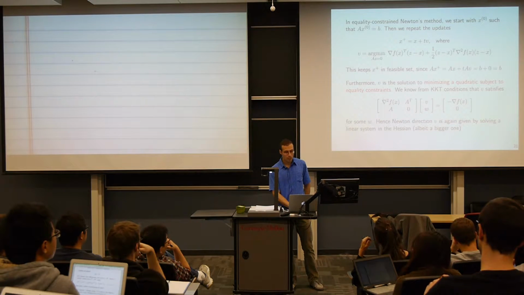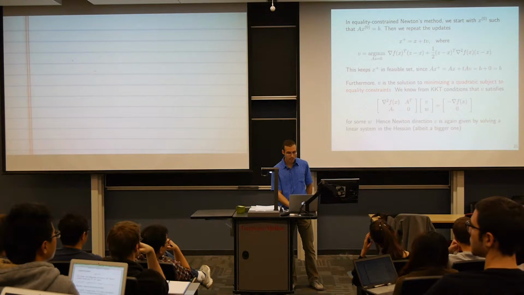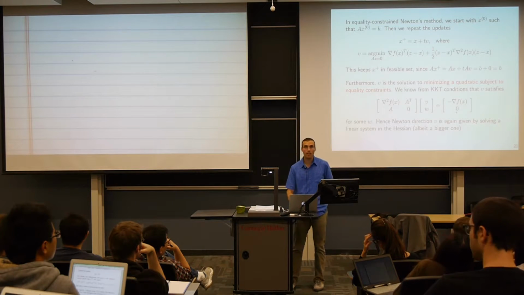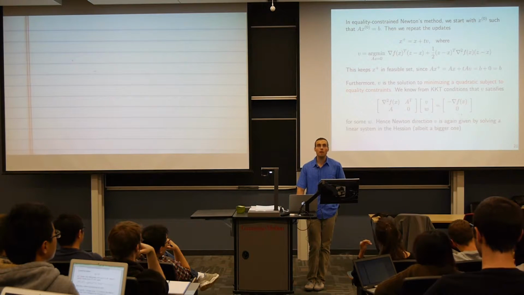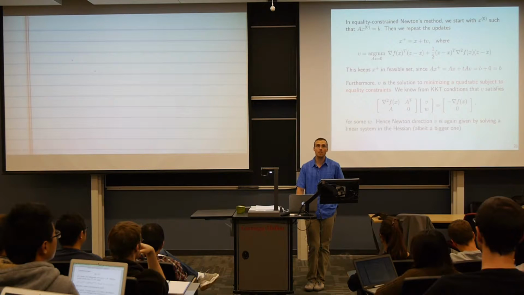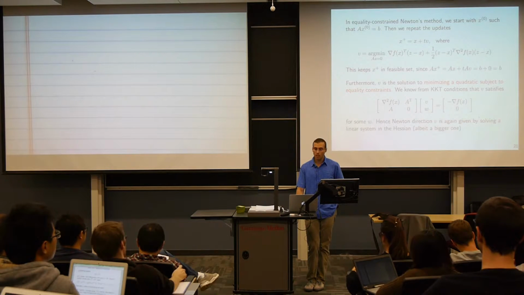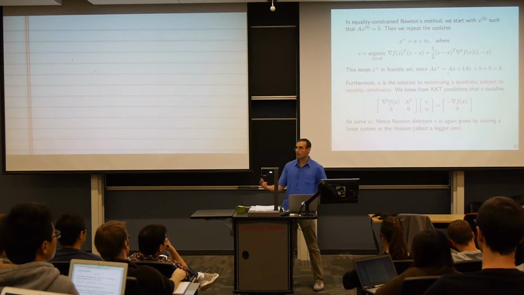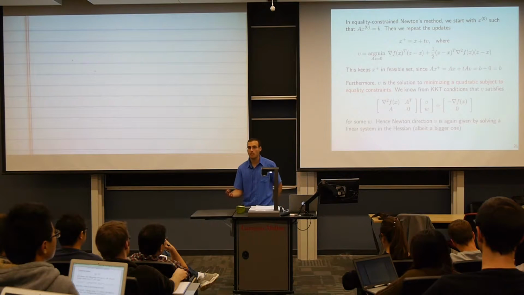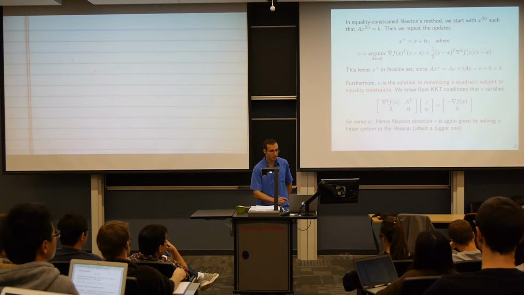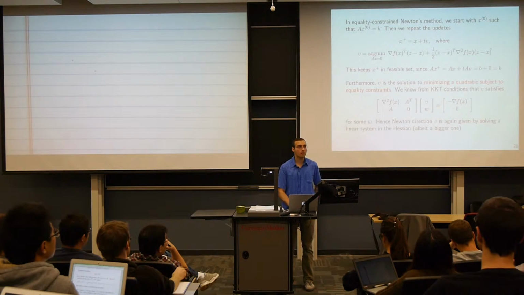Okay, so the stationarity condition is just this one. This is the first block, the stationarity condition. And the second block is just primal feasibility of the KKT conditions. So go back to the KKT conditions if that part confused you. But in other words, we can always minimize a quadratic subject to equality constraints quite easily. We just do so by solving a little bigger linear system. And that's what the Newton updates look like when we have equality constraints.